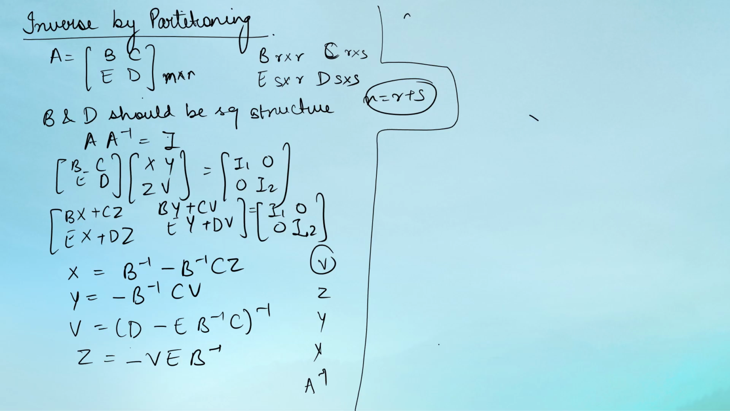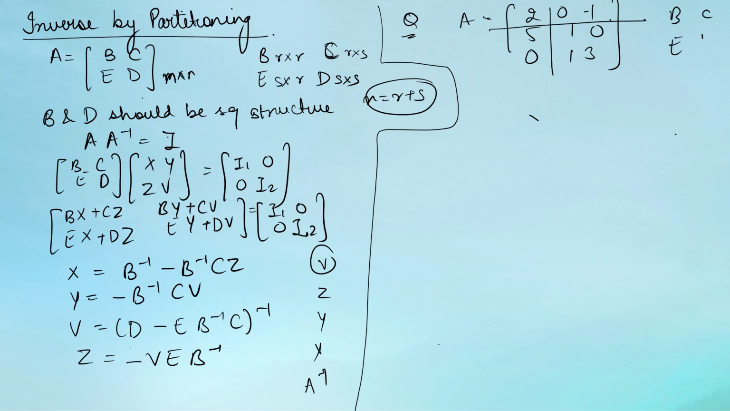In this question, we have an A matrix which is 2, 0, minus 1, 5, 1, 0, 0, 1, 3. I'll partition it this way now. So B, C, E, D. Now understand, if you change the ordering of B, C, E, D, these formulas will also change. Please note, this is a very common mistake that everyone makes. B, C, D, E, and your whole question is wrong. Please note.